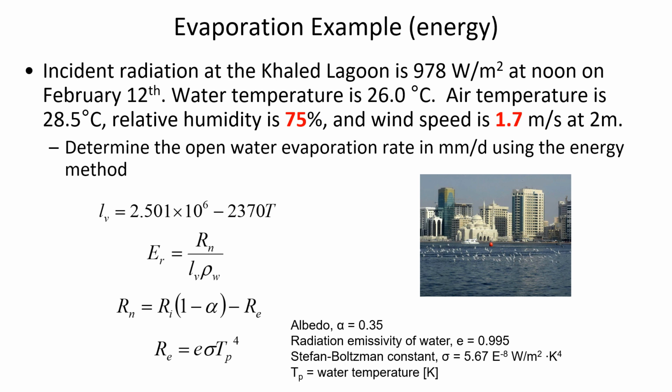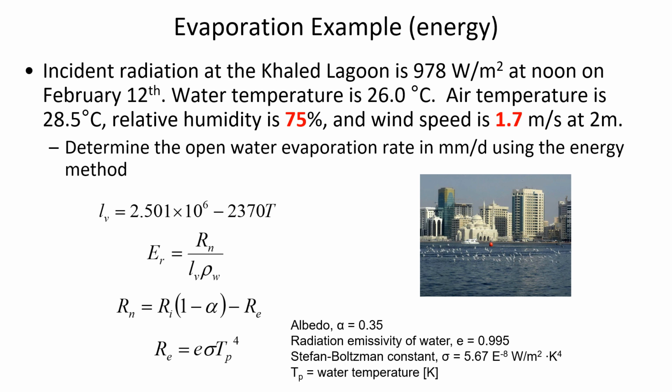So that is 0.995 times 5.67 times 10 to the minus 8th watts per meter squared times Kelvin to the 4th, and then we do 299.15 Kelvin to the 4th power. So the amount of radiation that's being emitted is 451.8 watts per meter squared.